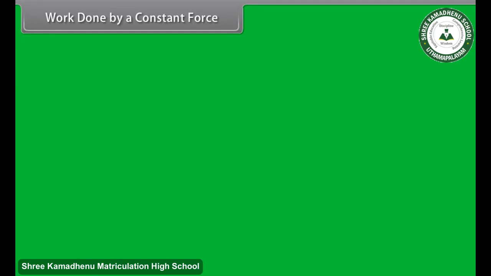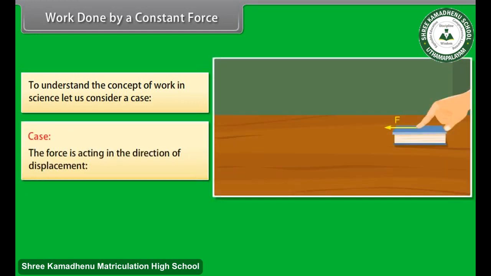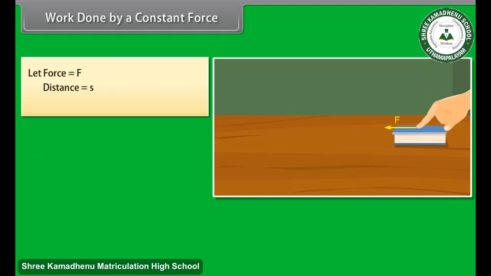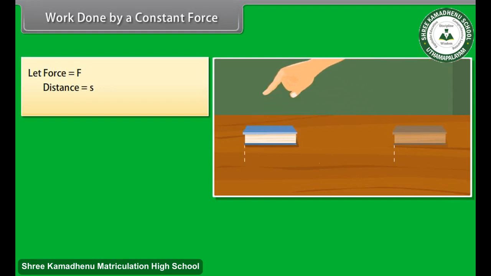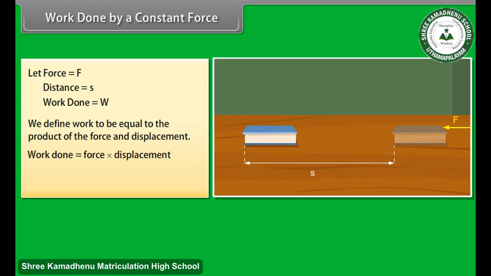Work done by a constant force. To understand the concept of work in science, let us consider a case. Case is, the force is acting in the direction of displacement. Let a constant force F act on an object. Let the object be displaced through a distance s in the direction of the force. Let W be the work done. We define work to be equal to the product of the force and displacement. Work done is equal to force into displacement, or W = F × s.